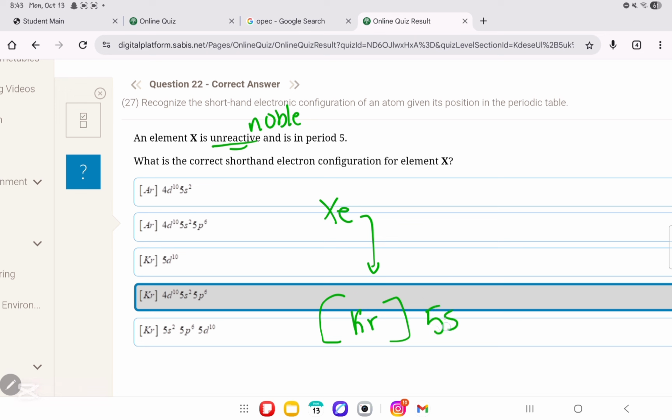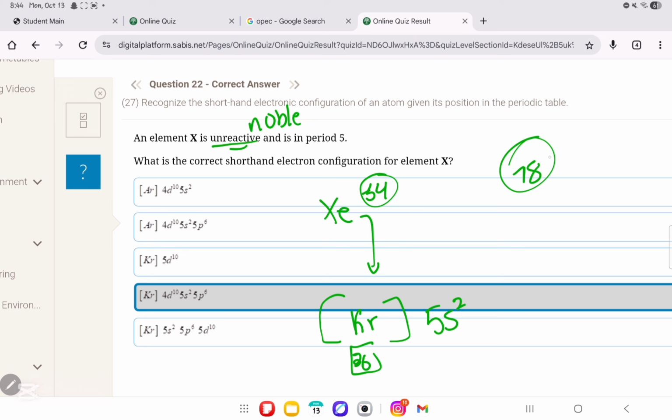Krypton 5s2. Why? Because krypton ends at 4d if I'm not mistaken. So it's going to be krypton 5s2. First of all, how many electrons does krypton have? It has 36 electrons. That means xenon has 54. How many do we need to find left? 54 minus 36. We still have to fill in 18.